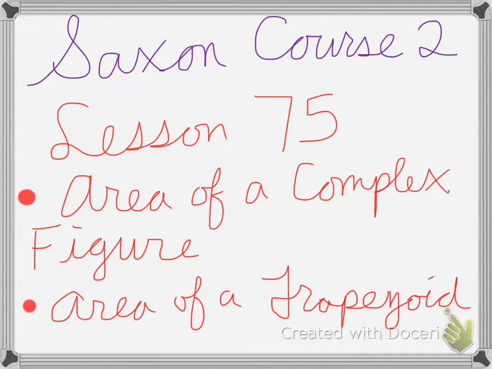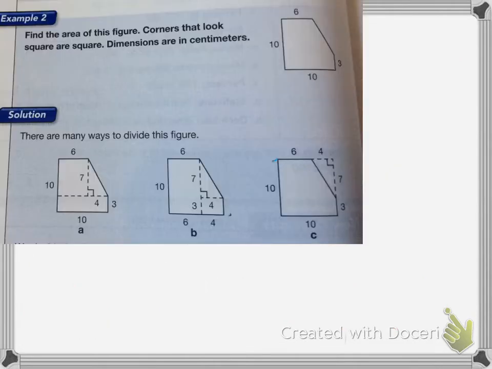Saxon Course 2, Lesson 75 is area of a complex figure and area of a trapezoid. So here I have this shape. I'm going to try to divide it up into shapes that I know how to find the area of. In this case, there are three different ways I can divide it up. I can divide it up into a long rectangle and a big rectangle and a triangle. Or I can divide it up into a big rectangle, small rectangle, and again another triangle.